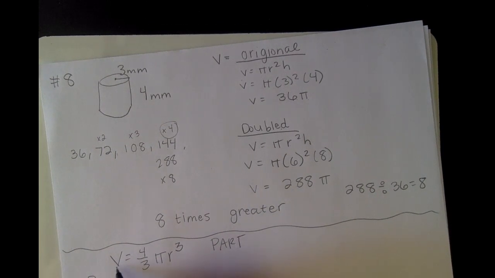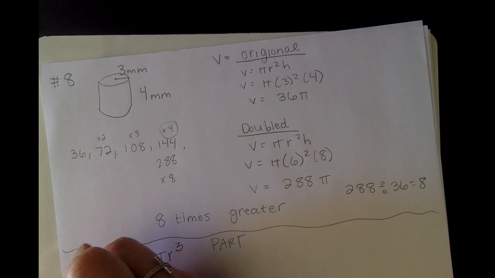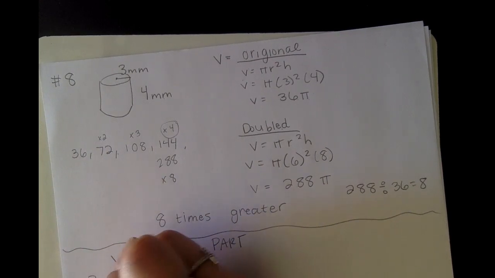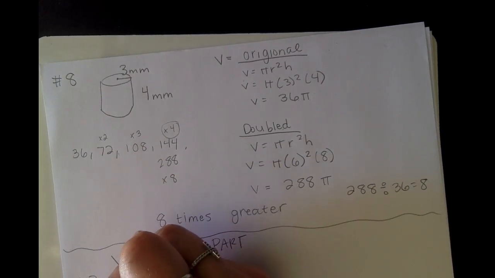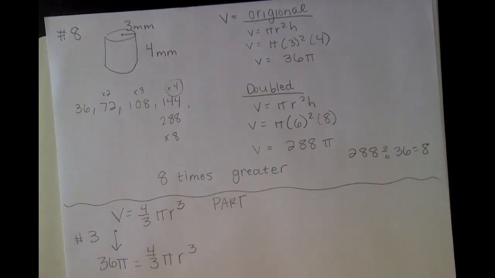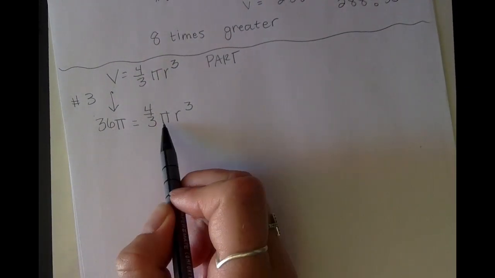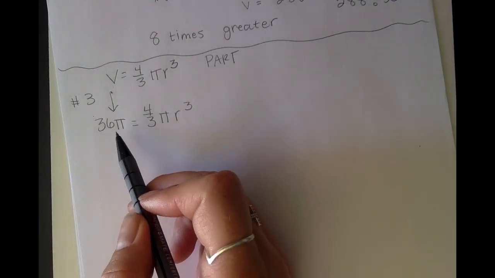Now it gives you a volume. It says that your volume is equal to 36 pi. And so that's equal to 4/3 pi times whatever the radius is cubed. So this is where we will start. Now it looks kind of funky. So this is something that's super important for this problem.